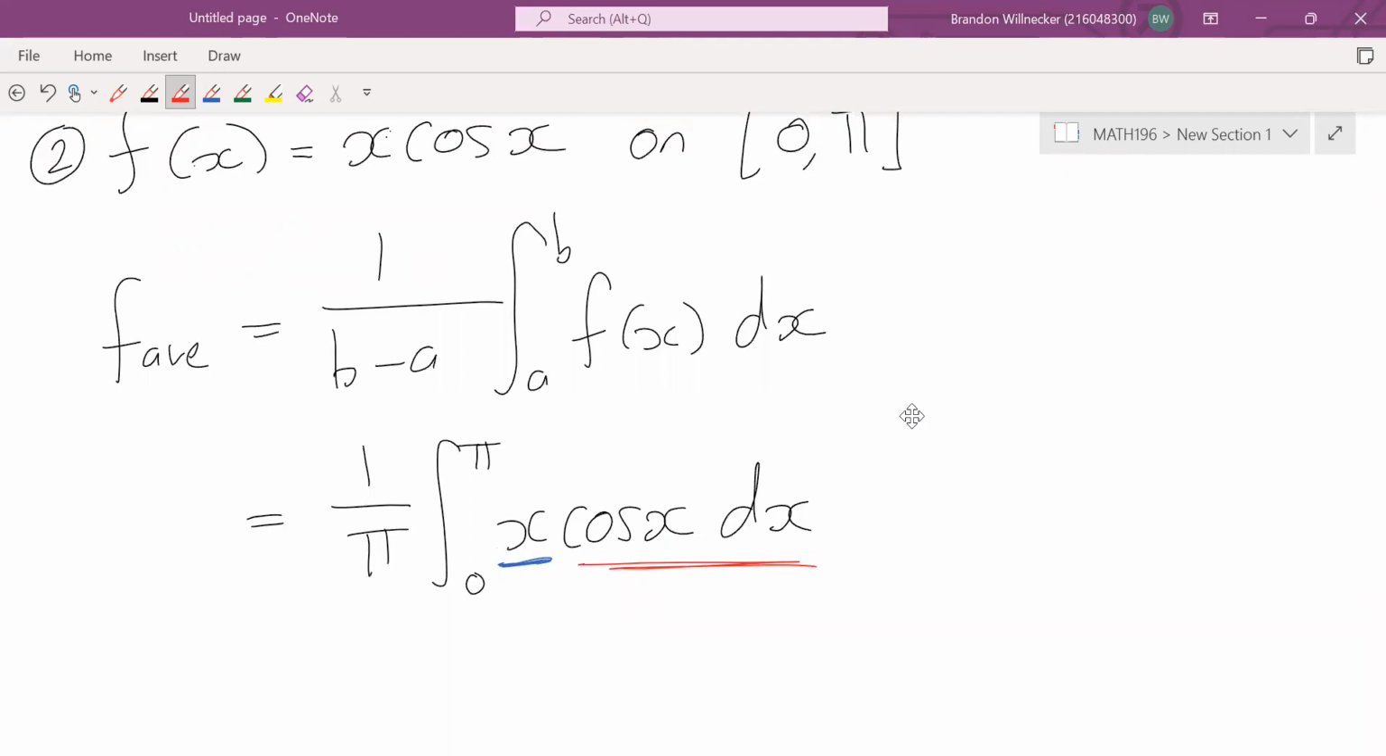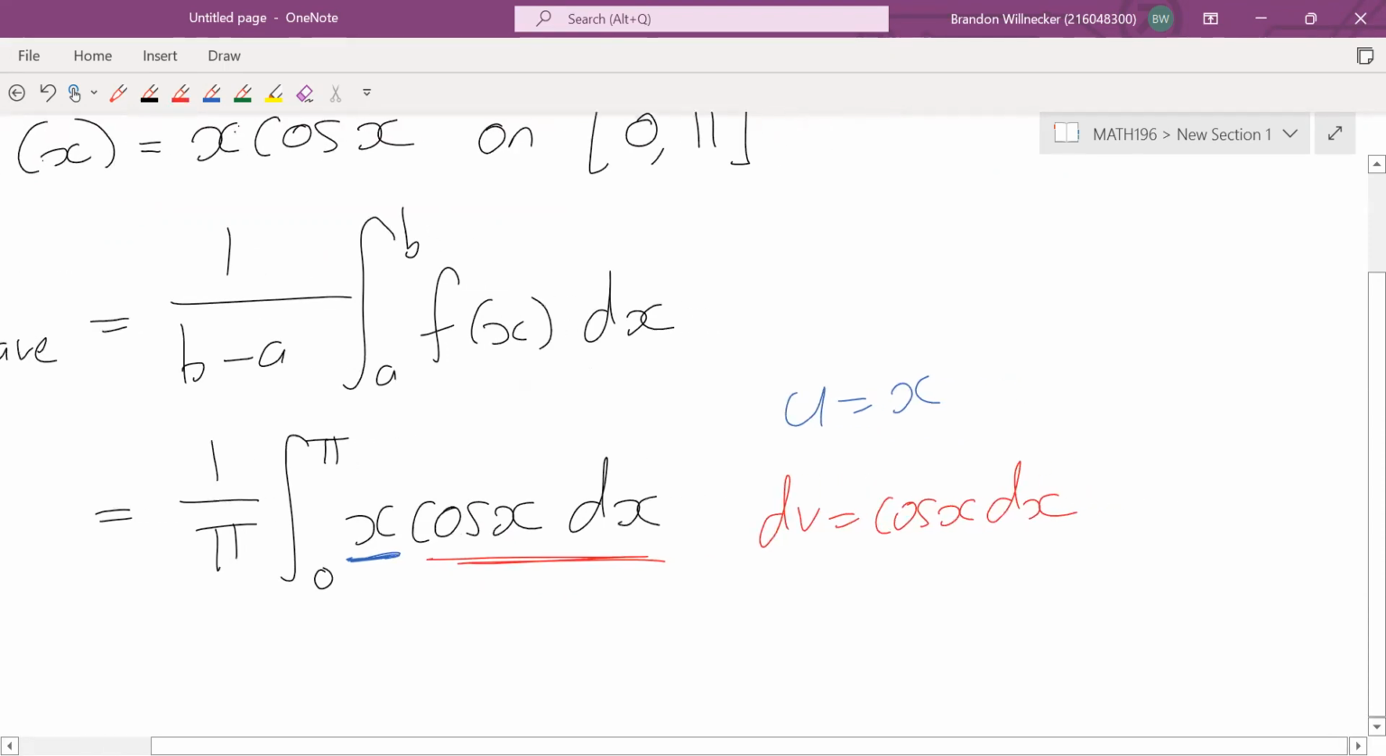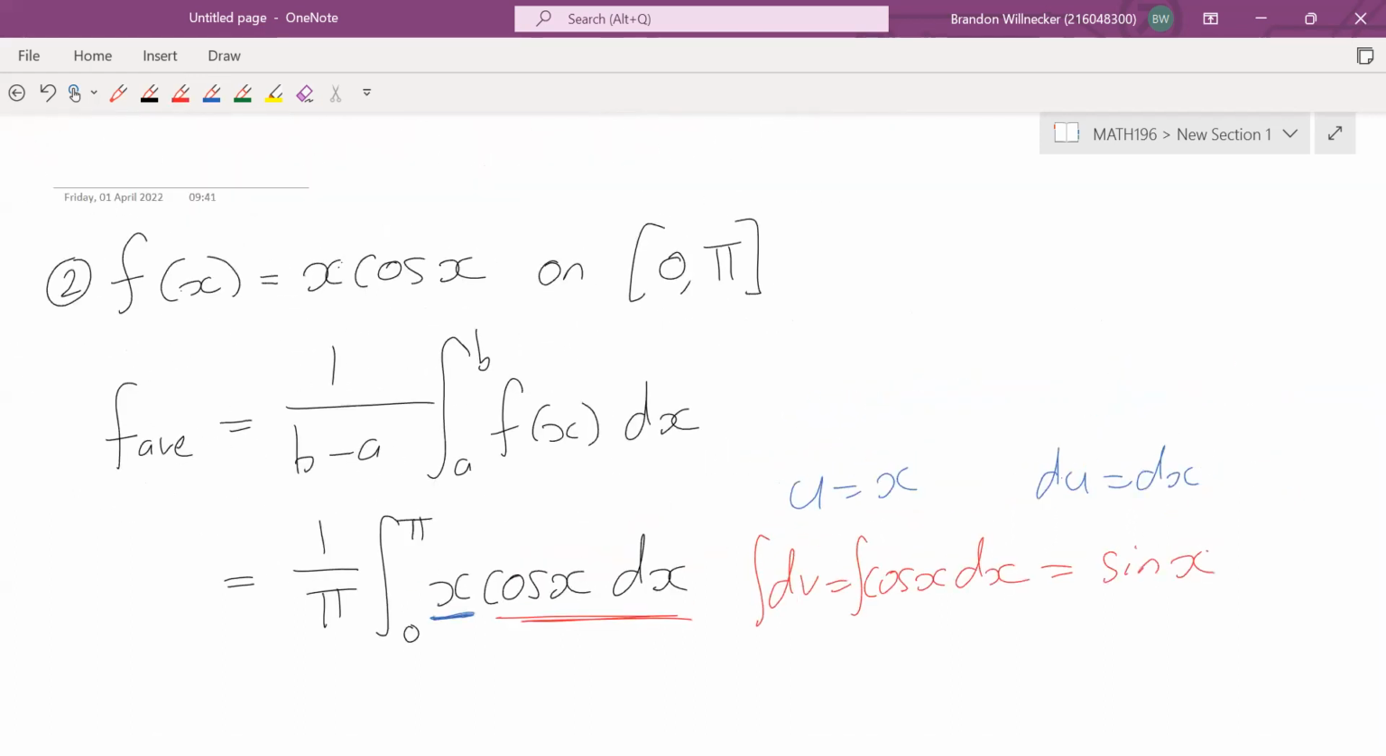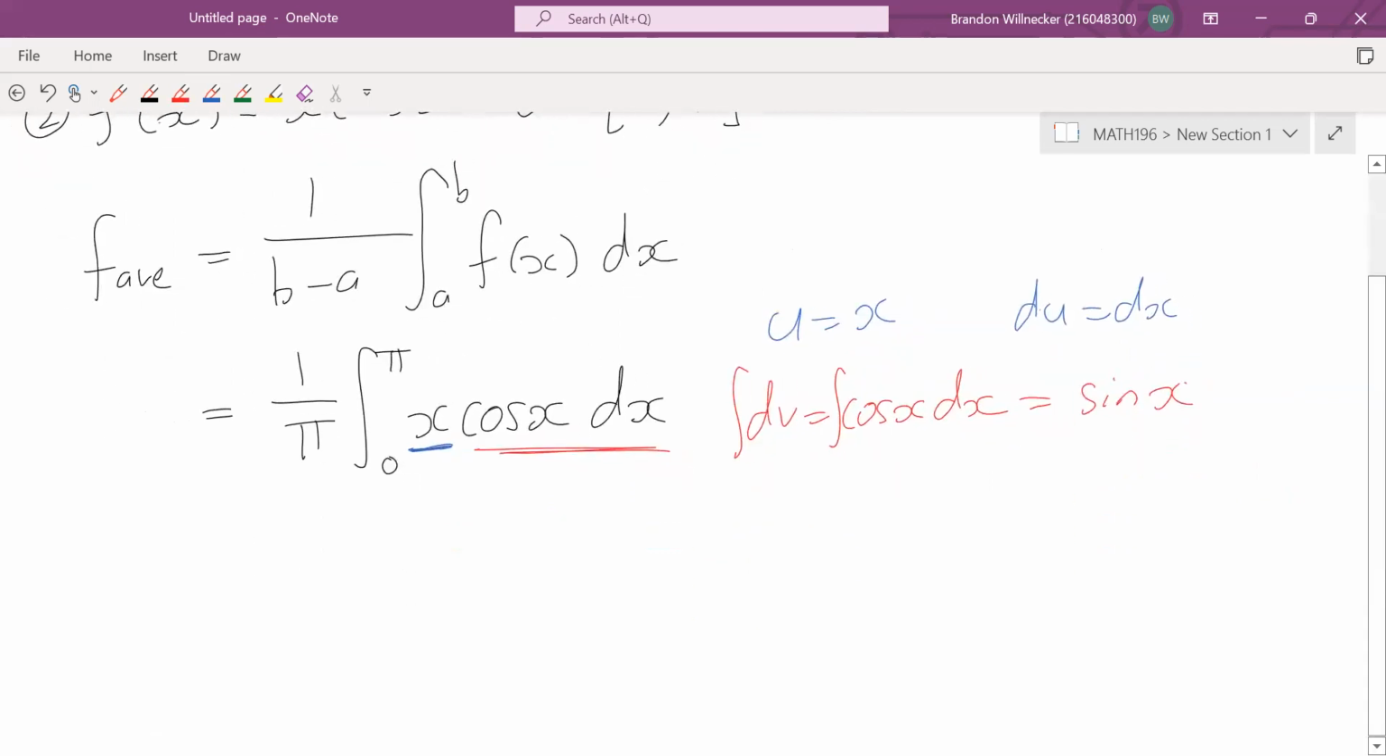Okay, so how do we deal with that? Well, we need to let u be something we can differentiate. So that's going to be x. We need to let dv be the rest of it now. So dv is going to be cos x dx. Okay, so du will be dx. And if we integrate dv, this is going to be equal to sine x. Okay, so we've got du and we've got v.